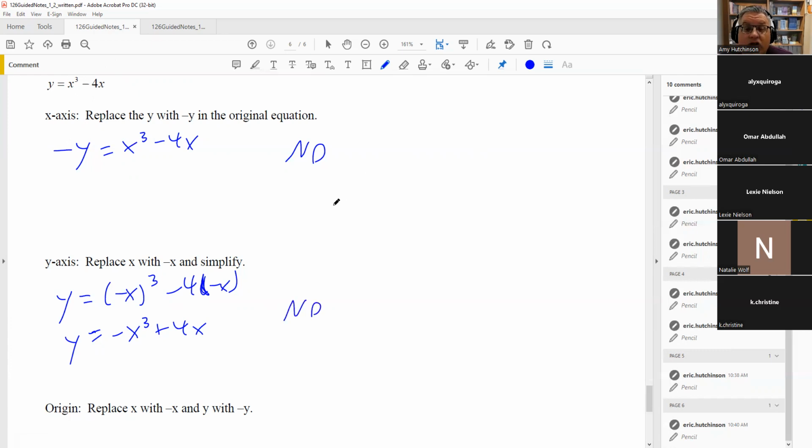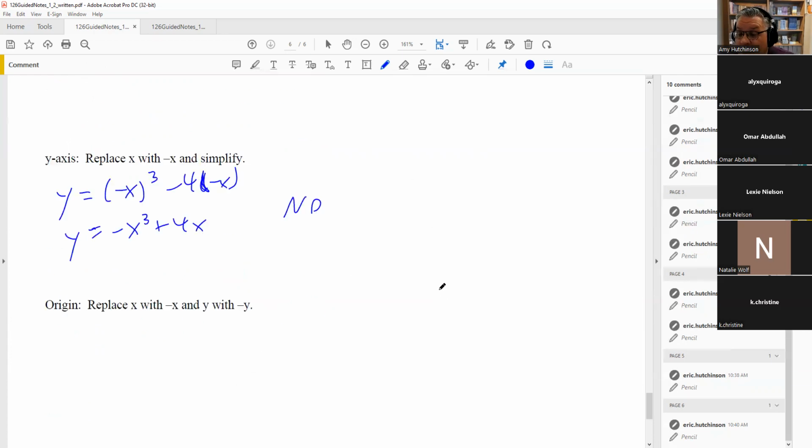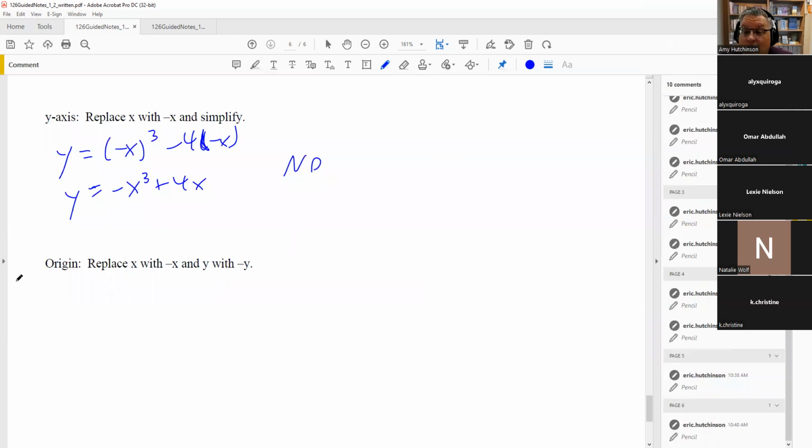So the question that often comes up that people ask is, if it's a no for the x-axis and a no for the y-axis, does that automatically mean it's going to be a no for the origin? Like it was for the previous example. So let's go ahead and find out the answer here. Let's do that and see if that's going to be the case here.